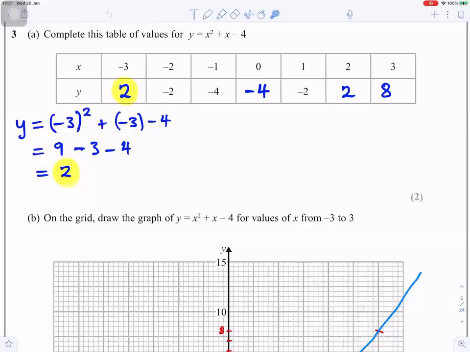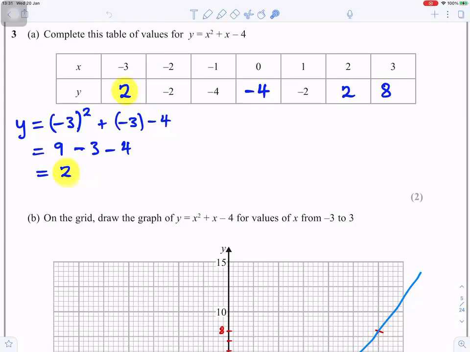Question number 3. Complete this table of values for y equals x squared plus x minus 4. So we substitute minus 3 for x. So that will give us minus 3 squared plus minus 3 minus 4. Minus 3 squared is 9. 9 minus 3 minus 4 will give you 2. So your first answer is 2.